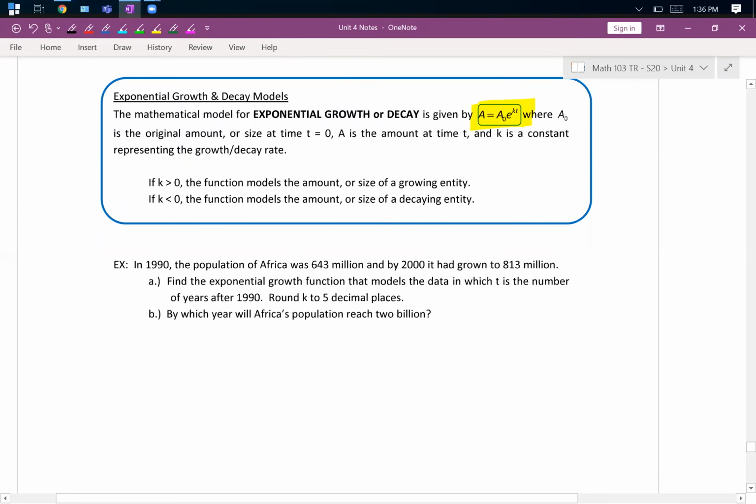In 1990, the population of Africa was 643 million, and by 2000, it had grown to 813 million. We want to find the exponential growth function that models the data in which t is the number of years after 1990. We'll round our k value to 5 decimal places. And then once we've rewritten our equation and we have this model, we're going to use it to answer part B, which asks, by which year will Africa's population reach 2 billion?